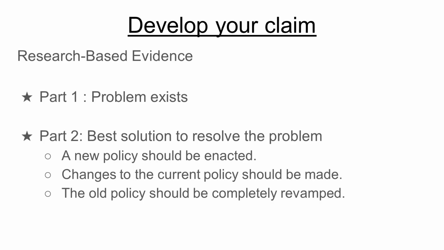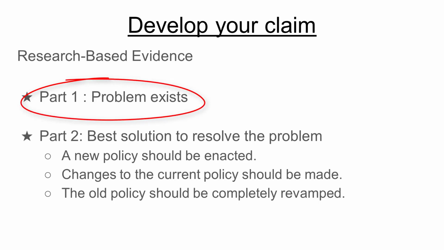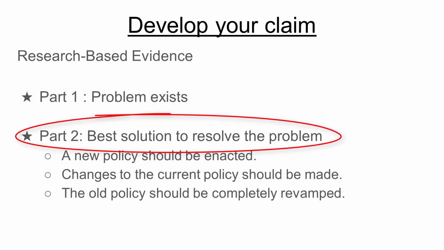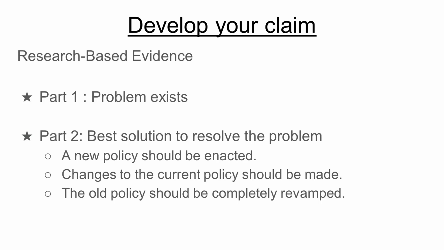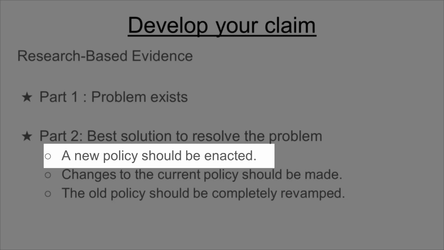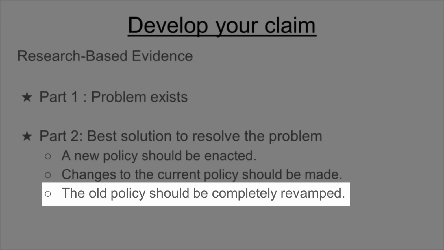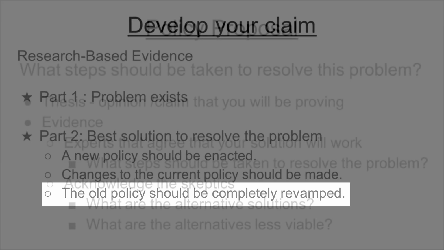When developing your outline, think of your essay as two parts. Part one is research-based evidence that proves a problem does exist. Part two is evidence of the best solution to resolve the problem. This solution could take one of three forms. Either you are arguing that a new policy should be enacted, or changes to the current policy should be made, or the old policy should be completely revamped.